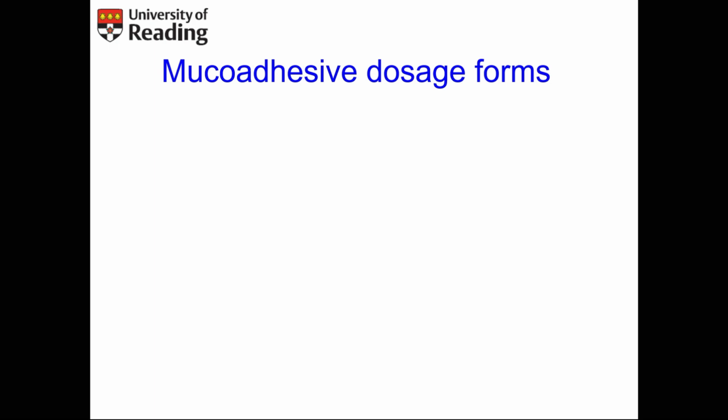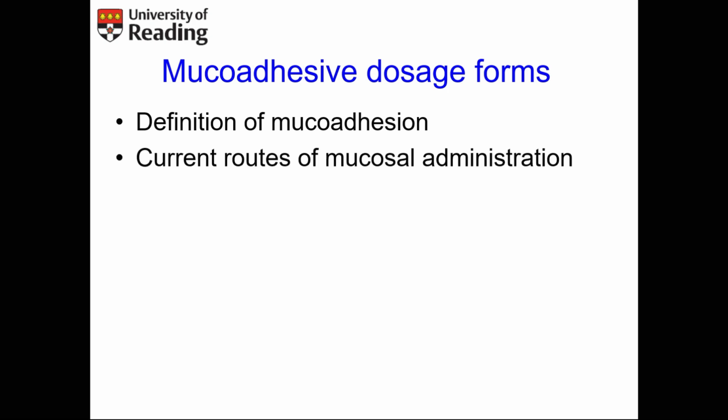Then in the next lecture, I covered mucoadhesive dosage forms. What you're supposed to know is the definition of mucoadhesion. Again, mucoadhesion is defined as attractive interactions between the dosage form and mucosal surface in a human body. Then you need to have an idea about the current routes of mucosal administration, which will include the ocular, nasal, oromucosal, oral, vaginal, gastrointestinal, rectal, and intravesical. Intravesical is drug delivery to the bladder.